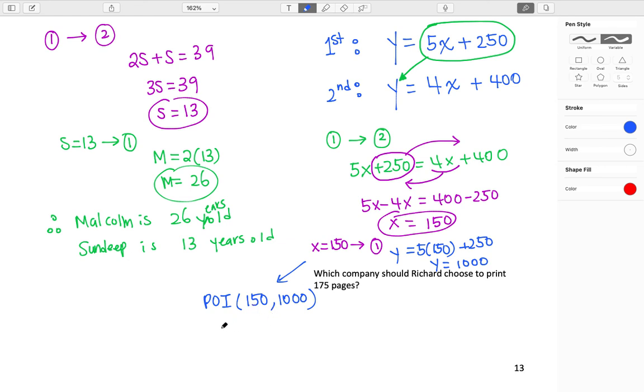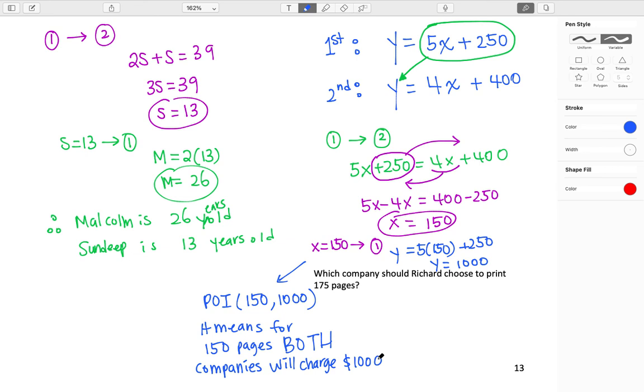So POI means for 150 pages, both companies will charge $1,000.